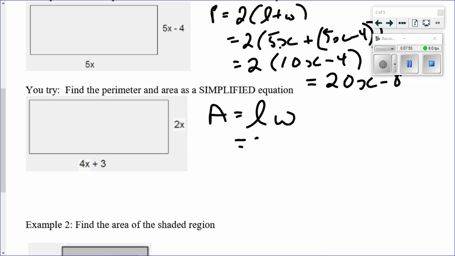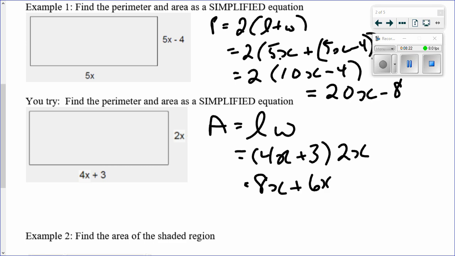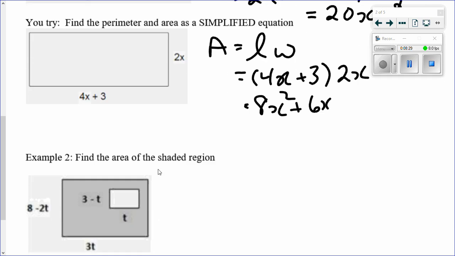So if I'm taking my length as being 4x plus 3, I don't know what that was, but that was irritating. 4x plus 3, that's an x, multiplied by 2x. Now, it doesn't matter that it's at the end, because either way, it's multiplication, right? 2 times 3 is the same as 3 times 2. So 2x times 4x is 8x squared. 2x times 3 is 6x. Oops, forgot my squared. Yes, I can hear Keegan yelling from here.